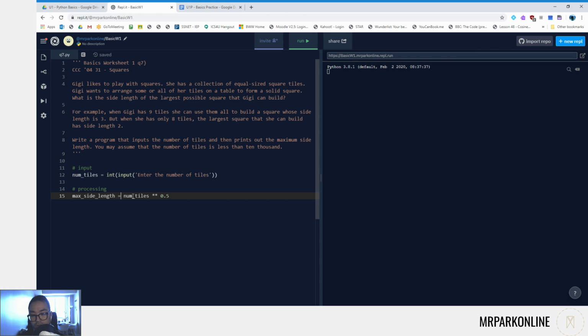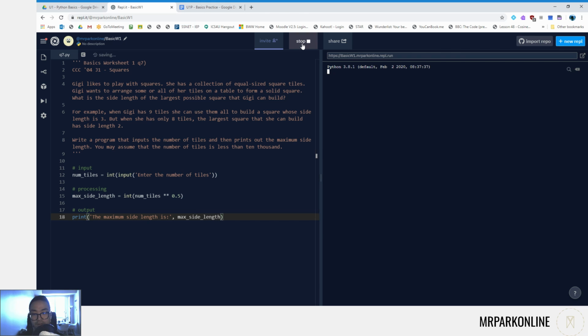Now one problem with this is that it's sometimes going to give us a floating point value if we can't square root properly. So after raising to an exponent of a half, we're going to convert it to an integer. Then on our output, we're going to output that the maximum side length is max side length. And that would be our program.